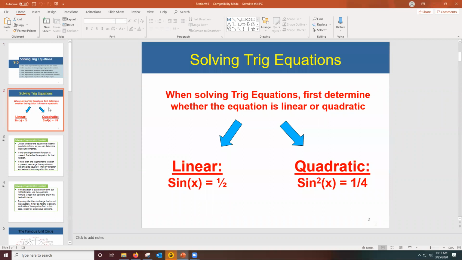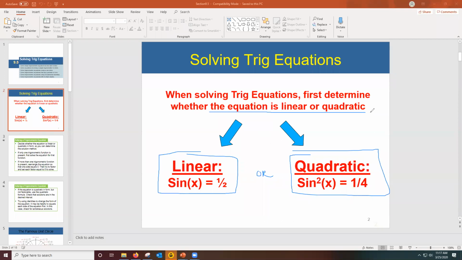Now, in general, we're going to be looking at two types of equations in section 9.5. We might be working with a linear equation down here in the lower left-hand corner, or we might be working with a quadratic equation. So this is really the first step. Ask yourself, is the equation linear or quadratic? Because you're going to have to solve these equations in two different ways. So how will you know if the equation's linear or quadratic?